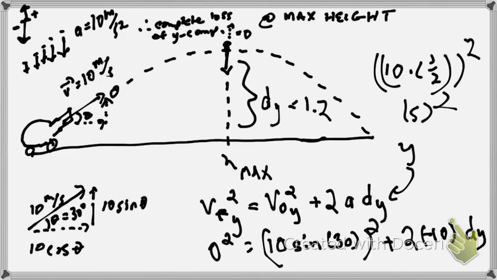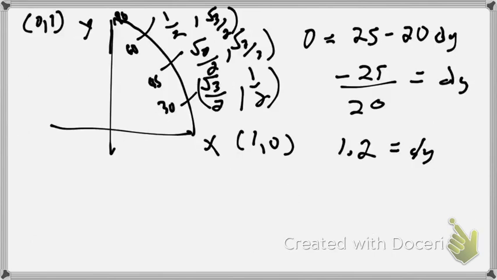All right, and that's how you're going to find the max height. So that is one example of solving a kinematic projectile motion problem. All right, so let's look at one more example.